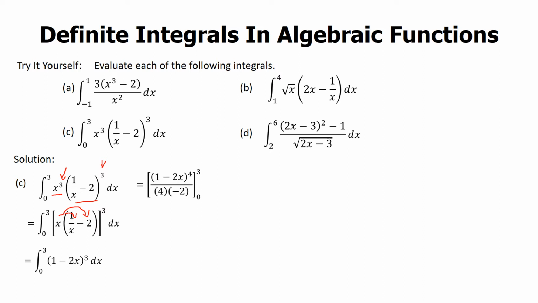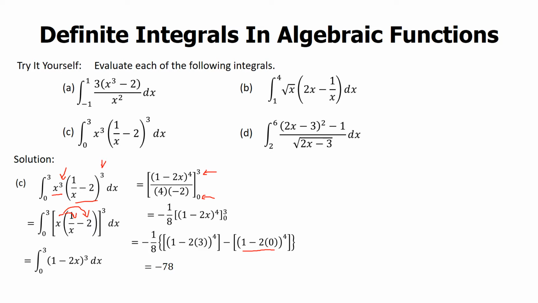And now we can start to perform integration, which gives us (1 minus 2x) to the power 4 over 4 times -2, limit from 0 to 3. Simplify, we get -1/8, (1 minus 2x) to the power 4, limit from 0 to 3. Then we substitute x equals 3 inside, which gives us -1/8 bracket (1 minus 2 times 3) to the power 4, minus substitute x equals 0, which becomes (1 minus 2 times 0) to the power 4. Then we calculate the values, which give us -78.